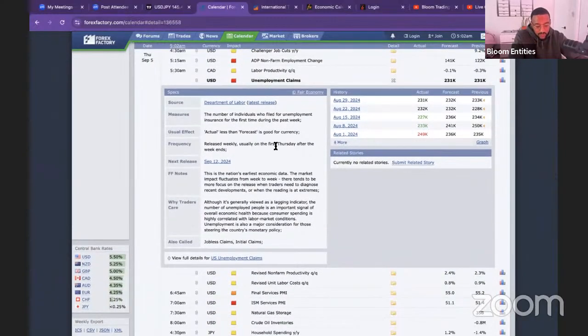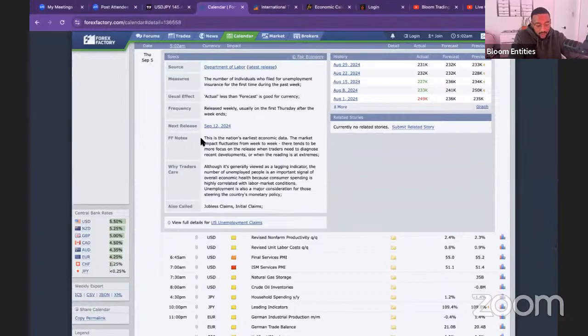Released weekly, usually on the first Thursday after the week ends. Forex Factory notes, this is the nation's earliest economic data. The market impact fluctuates from week to week. There tends to be more focus on the release when traders need to diagnose recent developments or when the reading is at extremes. And this is something that we track every week. Every week we will have unemployment data come in that will impact the market, that will impact currency.